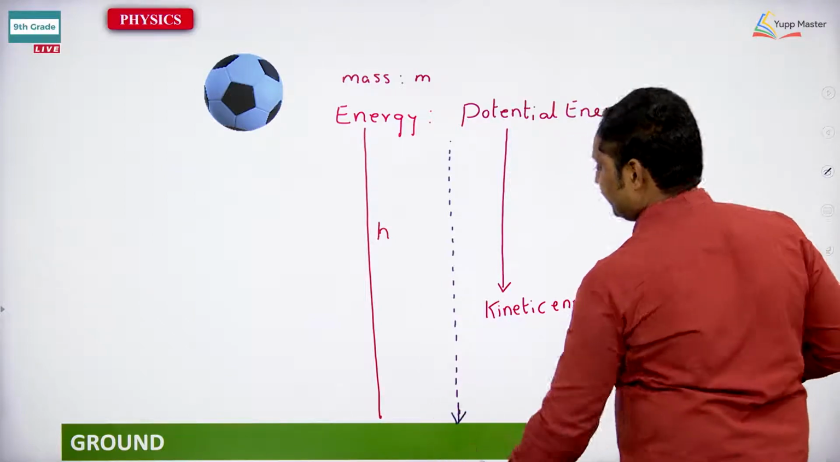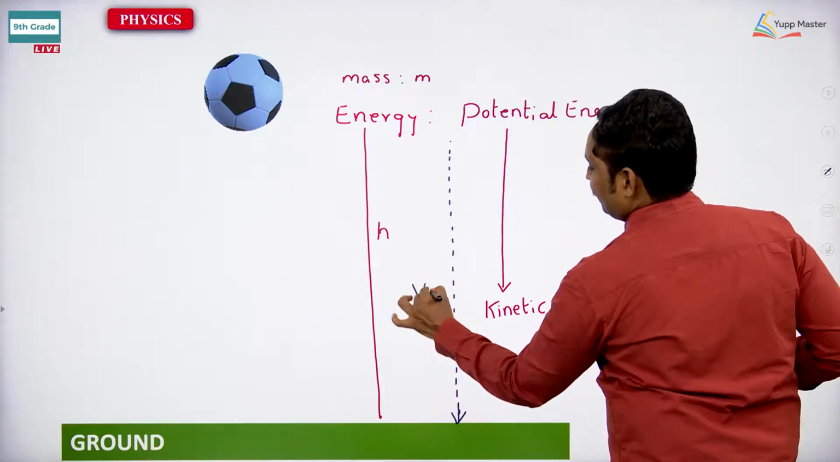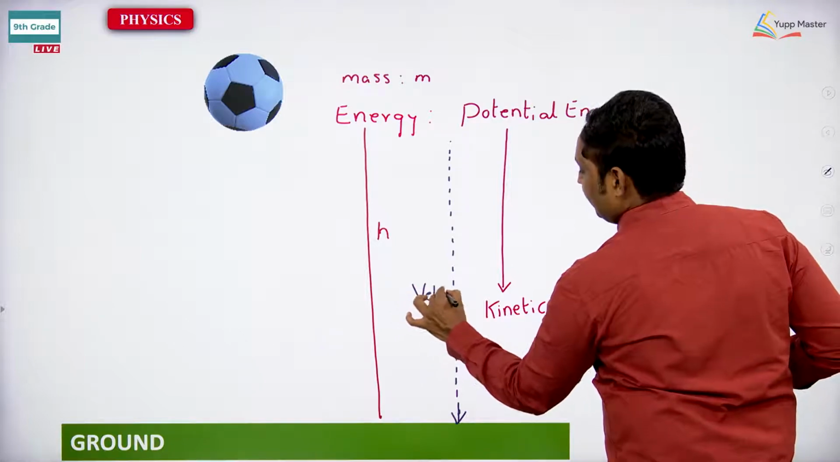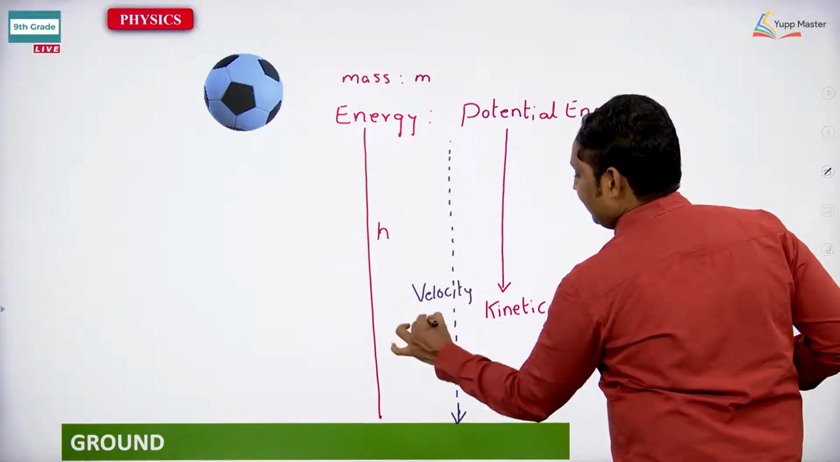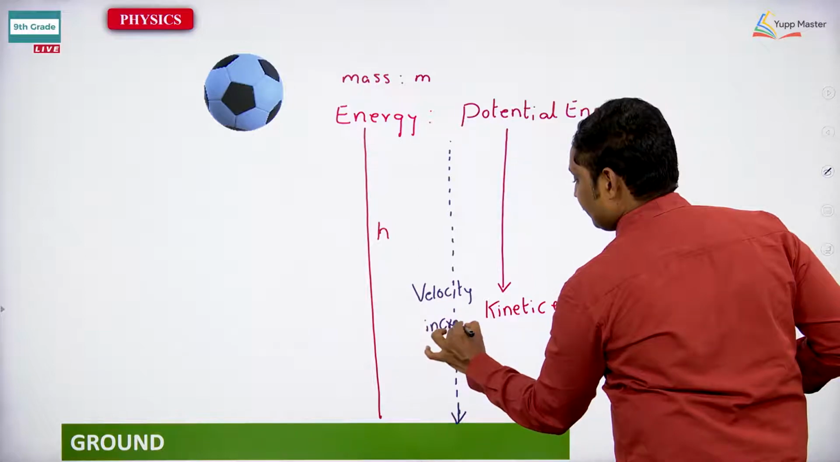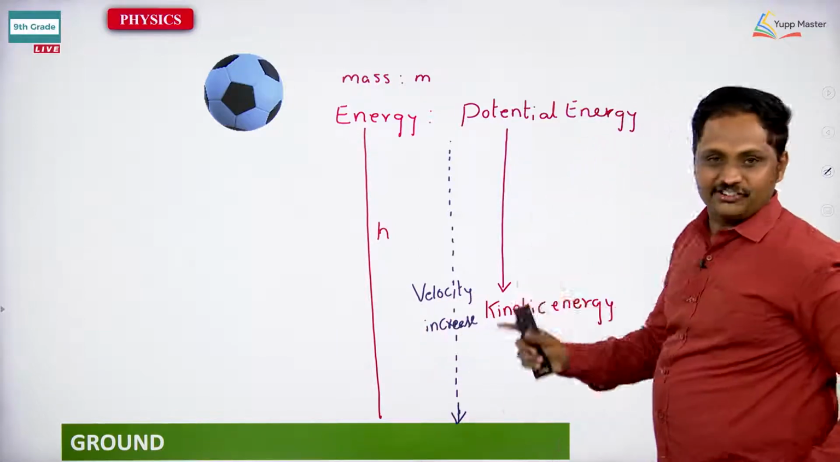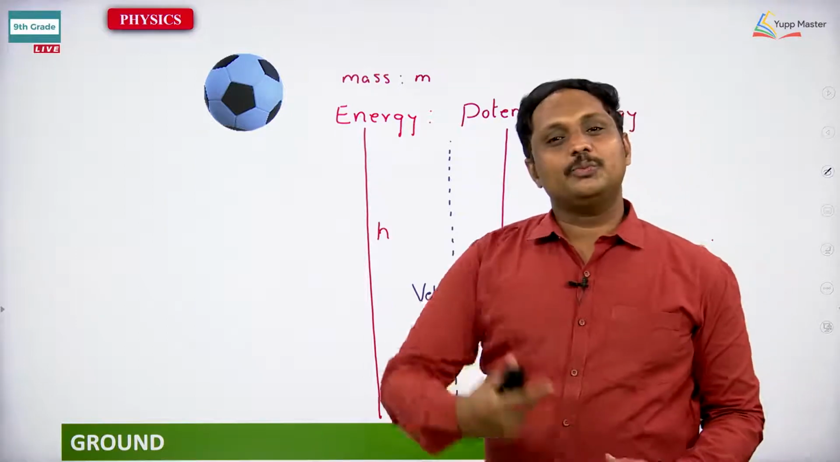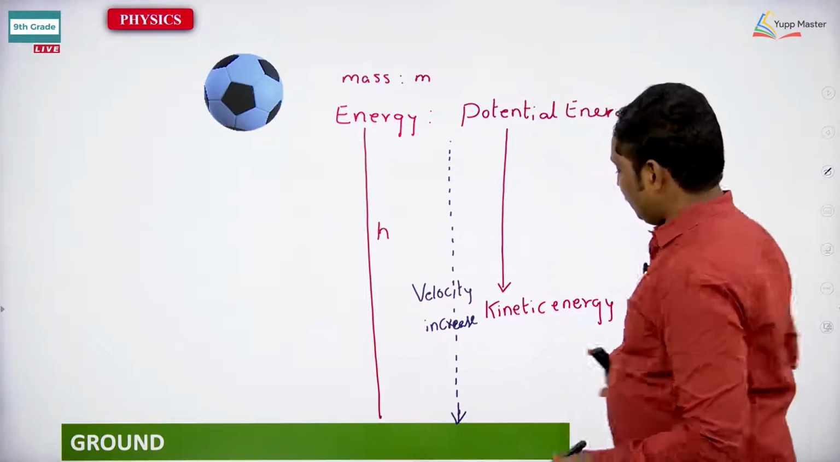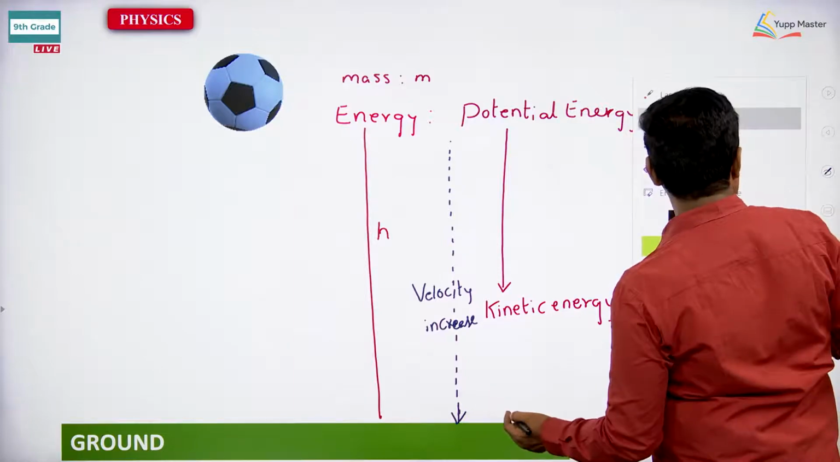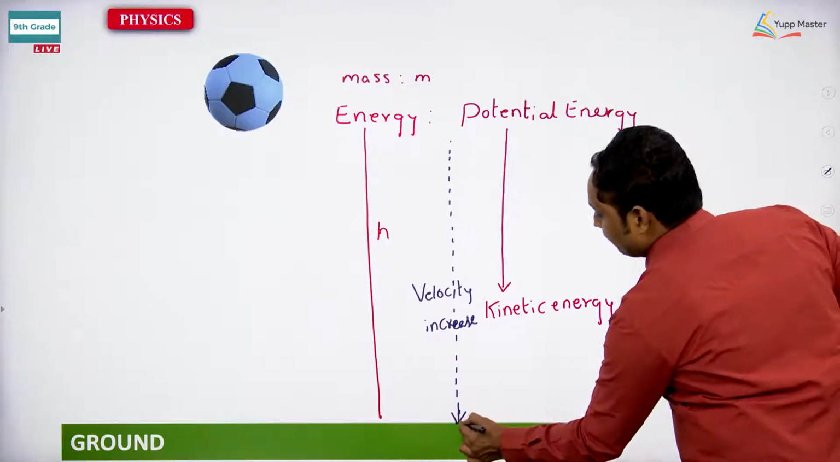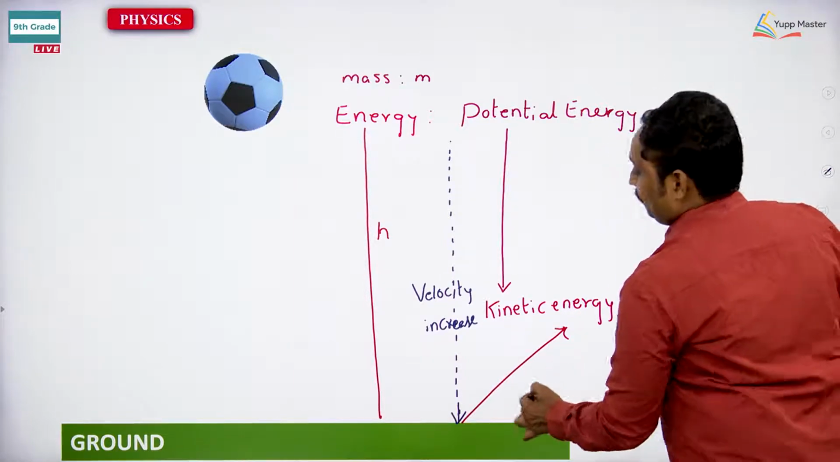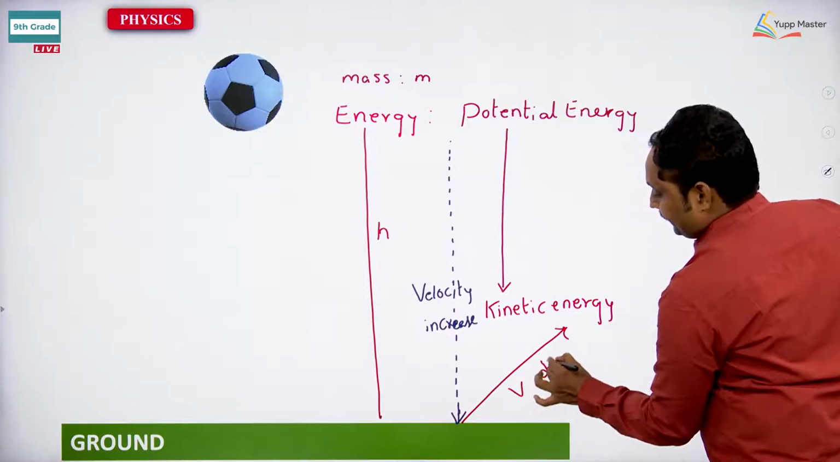As it was reaching the ground, its velocity increases in the downward direction. Let us assume that while it was approaching the ground, its velocity is going to be increasing, no doubt at all. After that, it is going to be bouncing back, and the velocity V decreases.